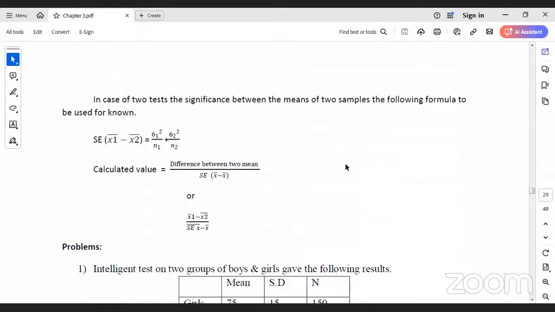Right. The next, in case of two tests, the significance between the means. Two means, here we are doing two means, and two standard deviations in the next chapter.